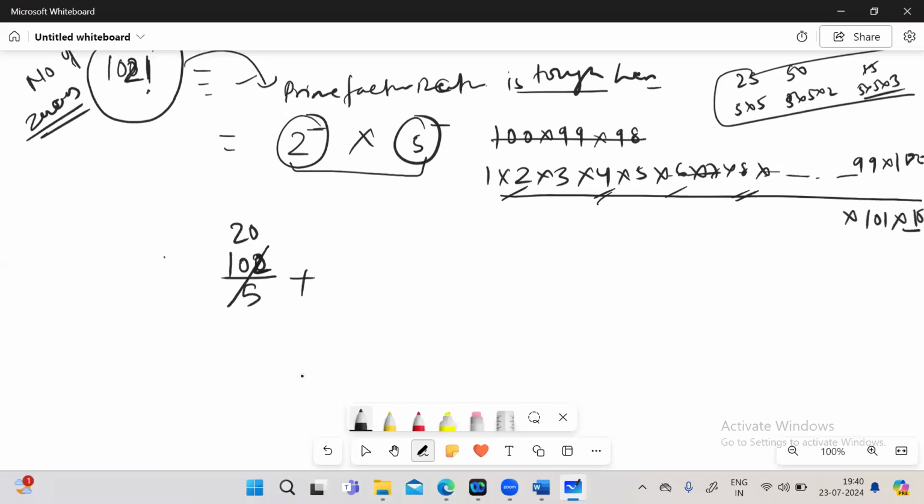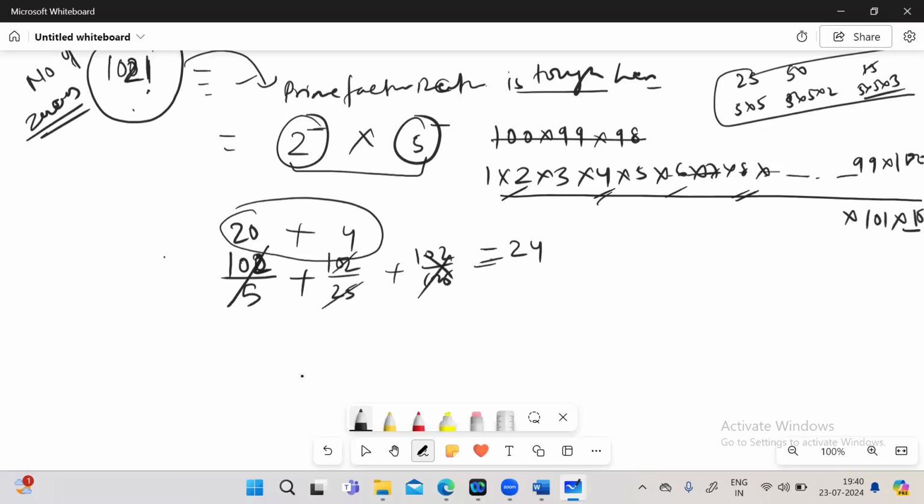So every 25th will have one more 5, and we'll be getting 4 from here. Then every 125th will give you one more 5. Since 102 is less than 125, we'll not be considering that. So the total number of 5s that we are getting here is 24. Sir, I didn't understand this. Didn't understand? Okay, let's count for the power of 2 also.